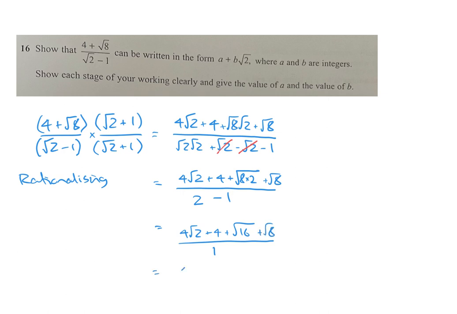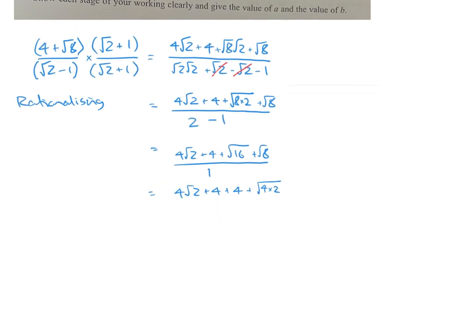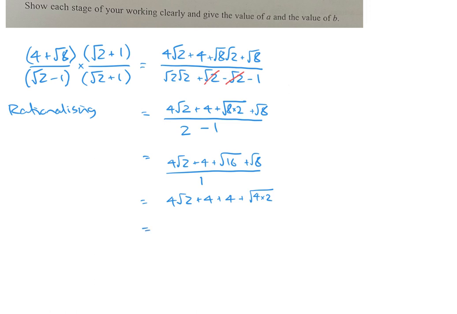That then becomes 4 root 2 plus 4 plus the root of 16 is just 4. And root 8, well, root 8 is the same as the root of 4 times 2. And this is all over 1, so my fraction is now gone. Moving on, I'm now going to do 4 root 2 plus 4 and 4 is 8. And then my root 4 times root 2 is the same as 2 root 2. The root of 4 is 2, and my root 2 stays the same.